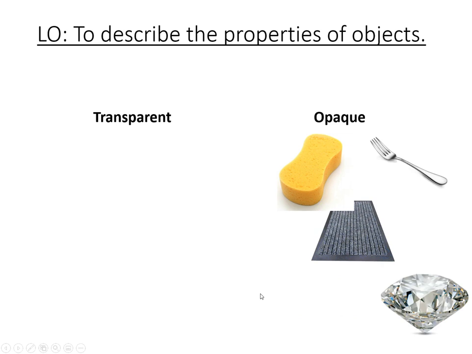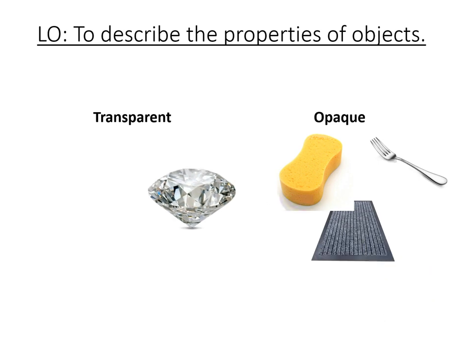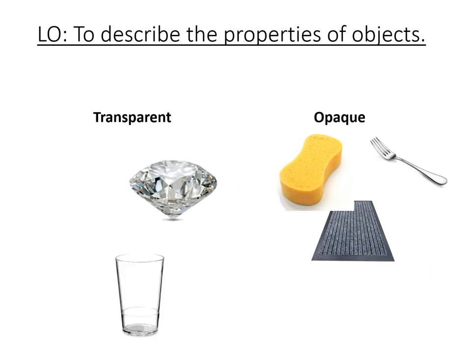Next one, a diamond. Can you see through that, do you think? Remember, it's like glass. Well done, that's transparent. And our last one is a glass. Is that transparent or opaque? That's right, it's transparent because you can see through it. Well done, you. Next pair.